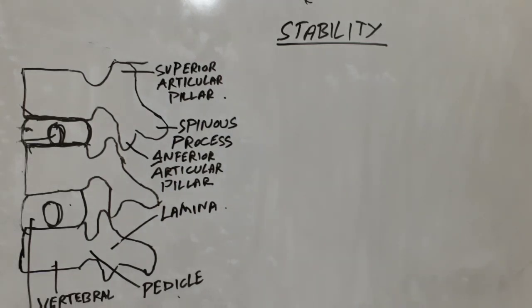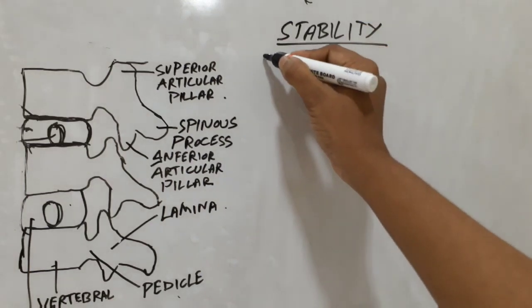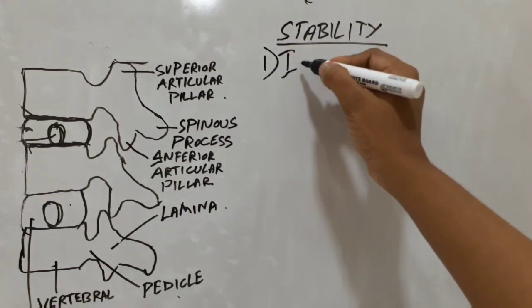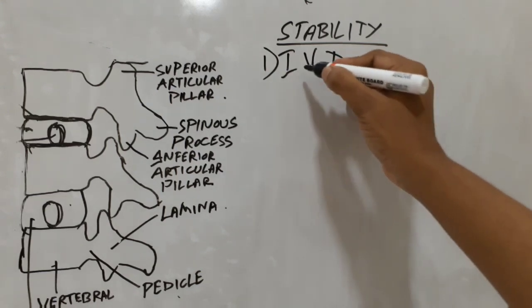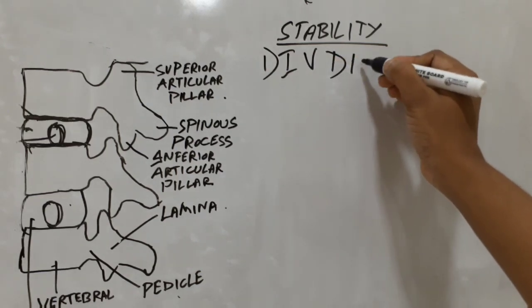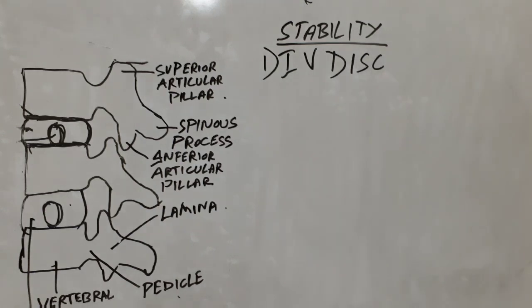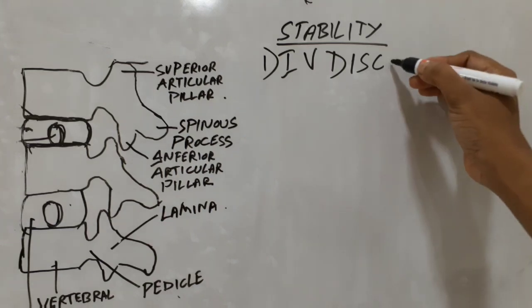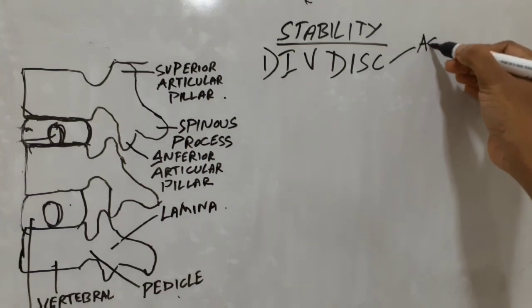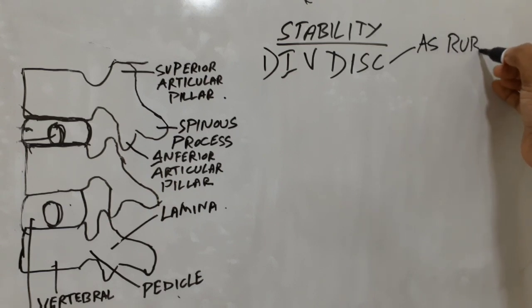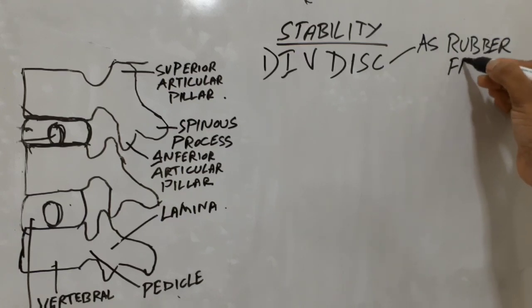So the first point is intervertebral disc. Write in full form, don't write in short form. How does this intervertebral disc help in stability? It helps in two ways. The first way is as a rubber ferrule.